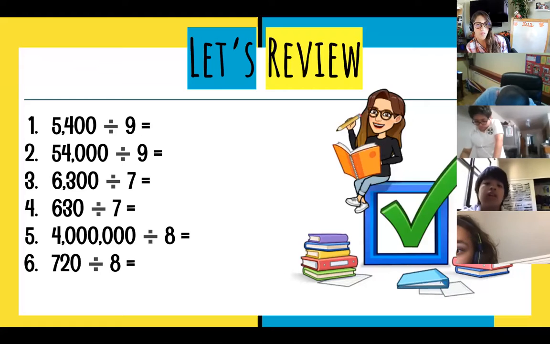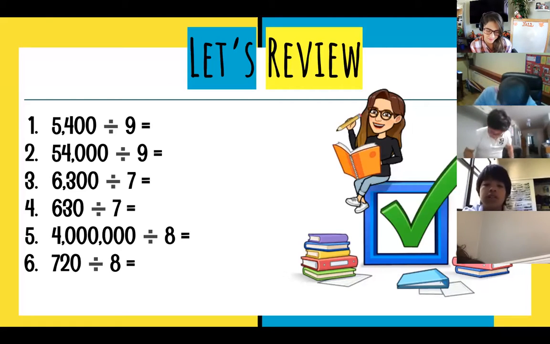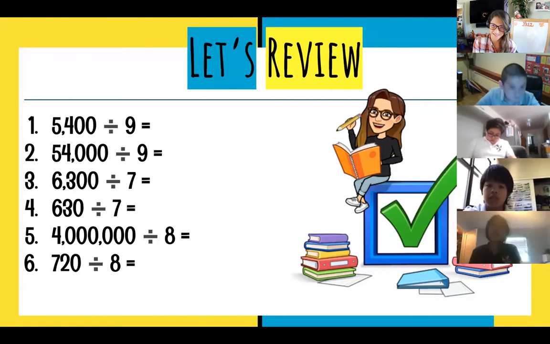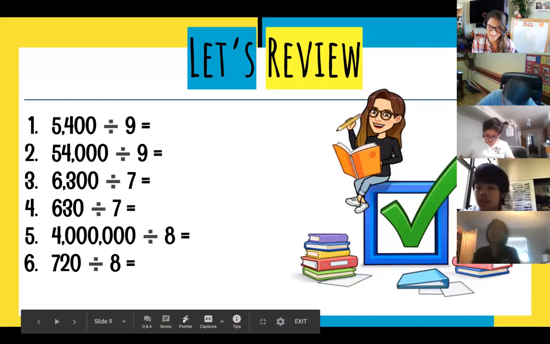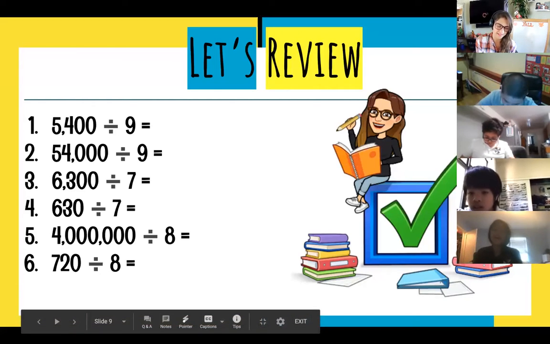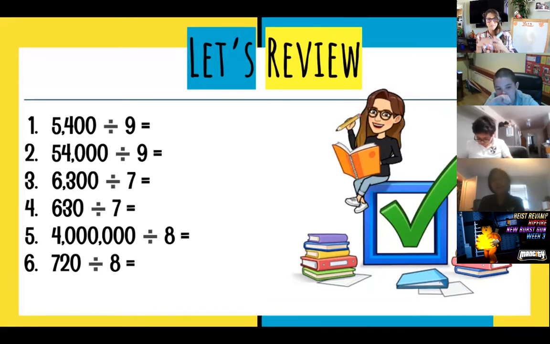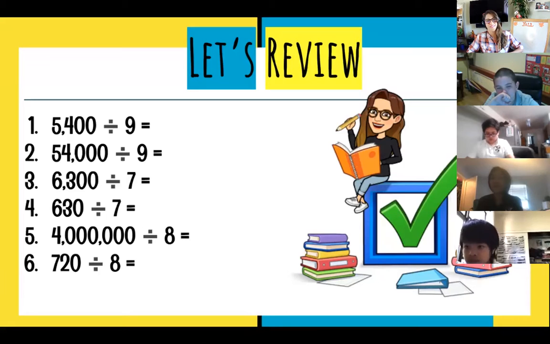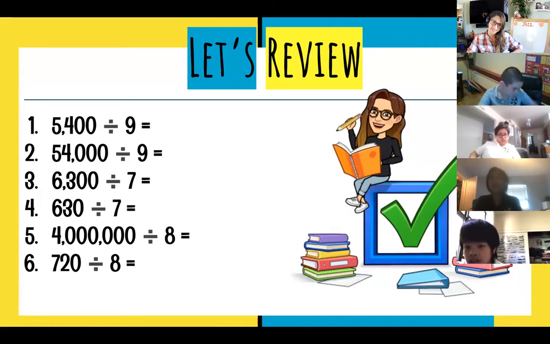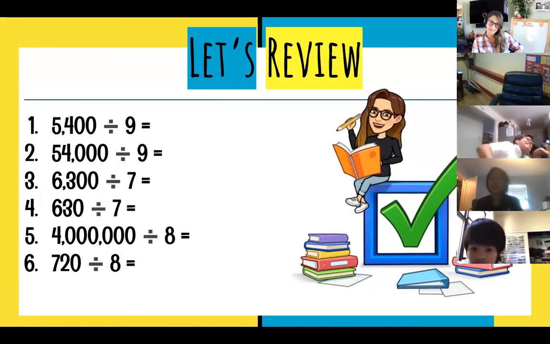Ashley, 54,000 divided by 9. Can I explain how to do it? Go ahead. What's our basic facts? The basic fact is 54 divided by 9 plus the zeros, but right now we don't need to care about the zeros. Just focus on that. You need to know your 9 times tables, and then the easy way is to think about the easiest 9 times table.